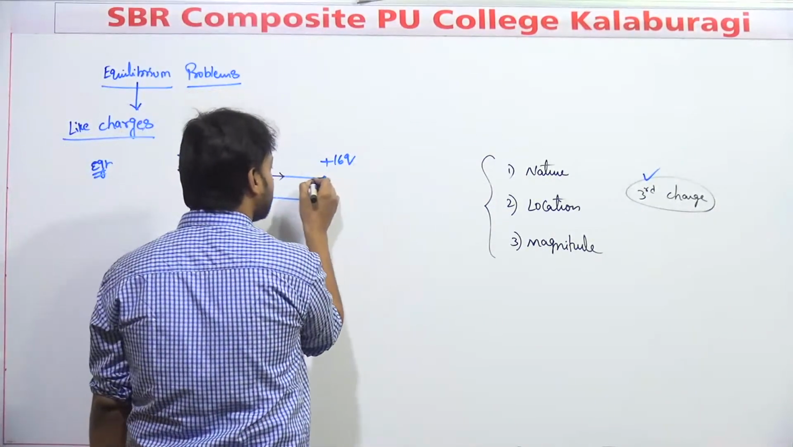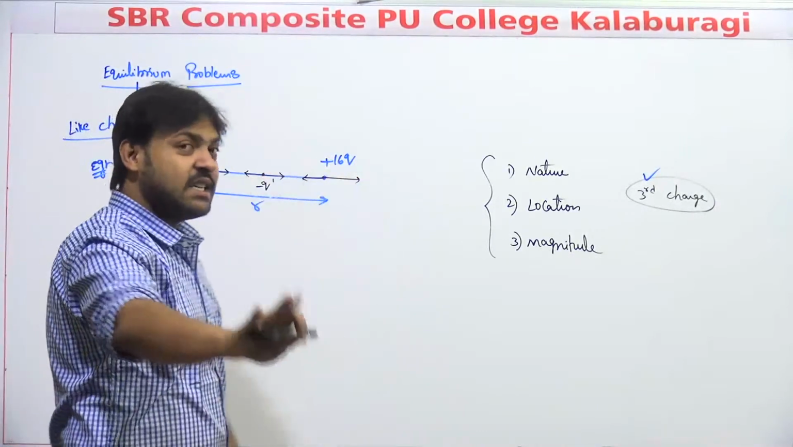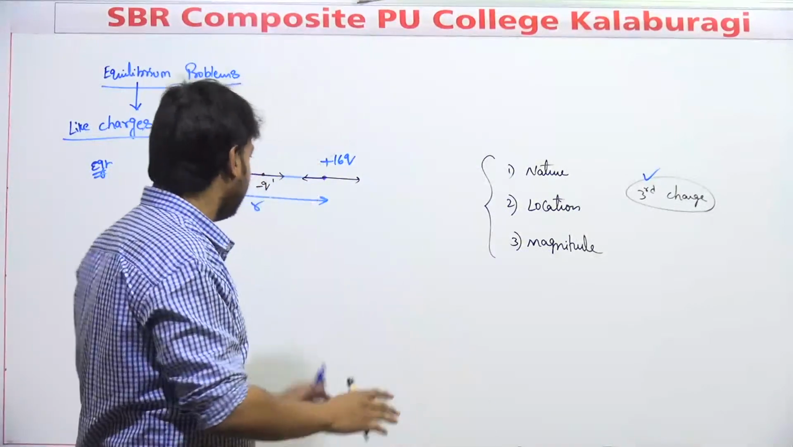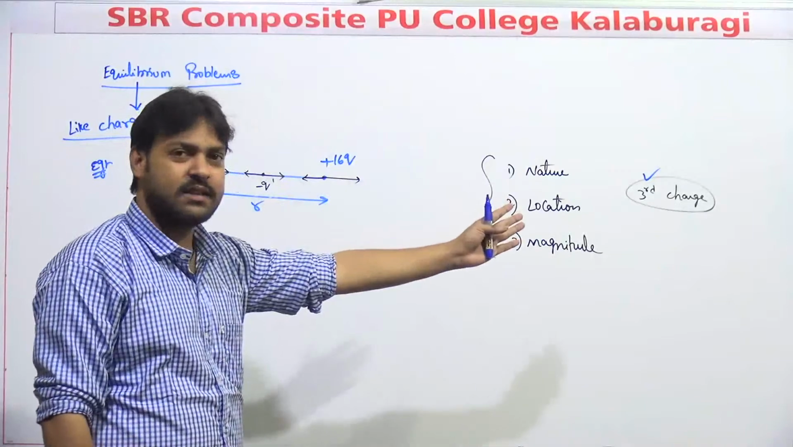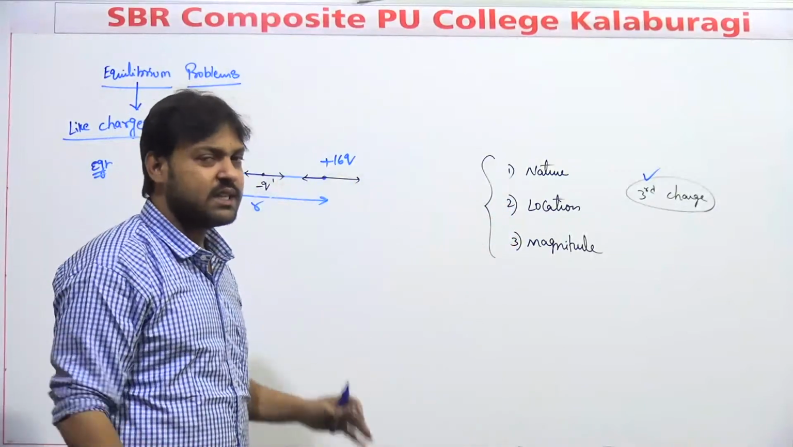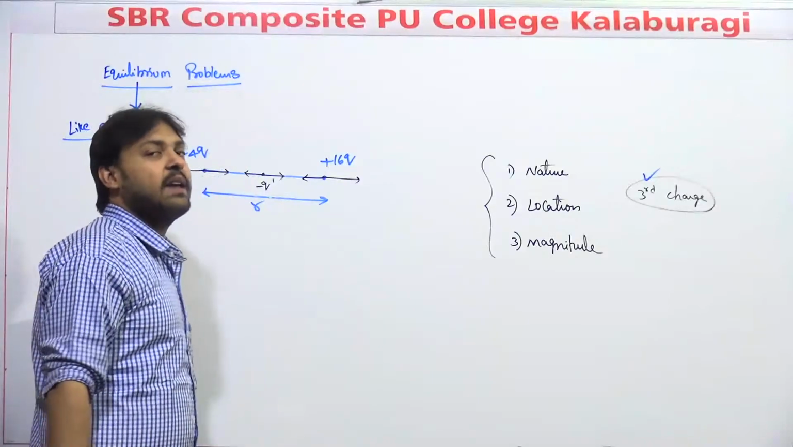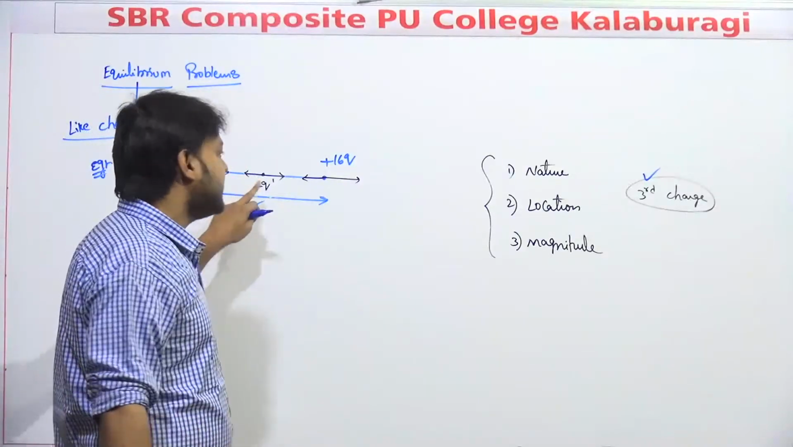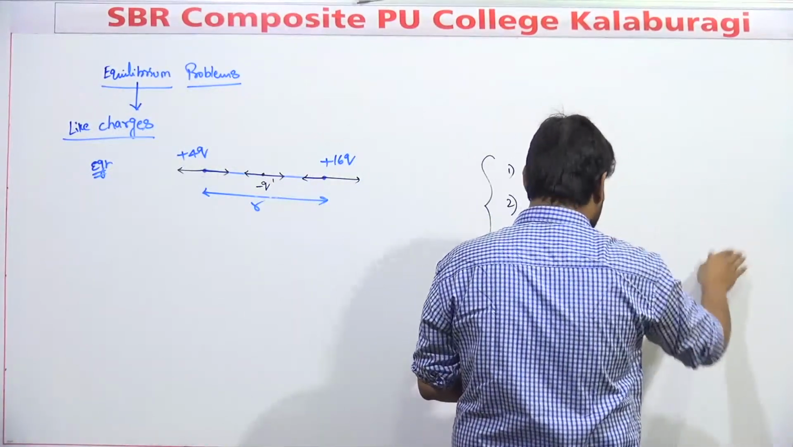Now likewise, on the three charges you have to consider whether the forces are opposite or not. On all the cases, on all three charges, I got opposite forces. So I can conclude that the nature of the charge should be negative. What is the nature of the third charge?